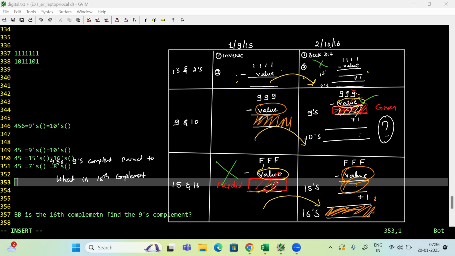Right. Like you have written that 45, 16 complement is BB. So number is 45. Now 45, 9 complement. Correct. Whatever you solve, that only I have given as a question. Just now you solved it. Second.